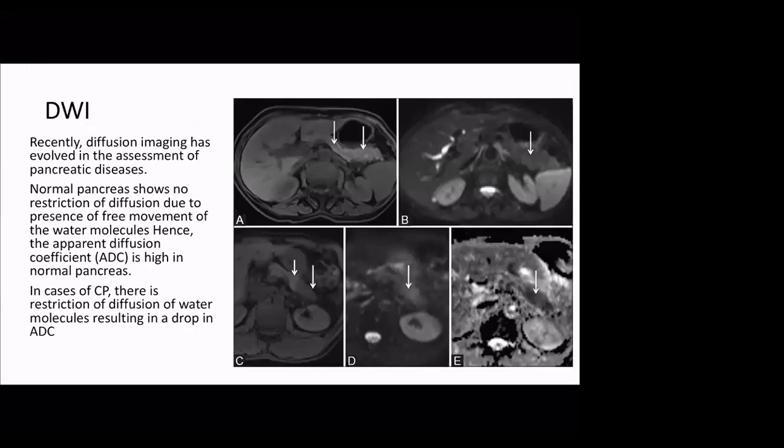نقدر نستخدم diffusion weighted imaging also in the diagnosis of chronic pancreatitis. Diffusion imaging has evolved in the assessment of pancreatic disease. Normal pancreas shows no restriction of diffusion due to the free movement of water molecules. Hence, the ADC is high in normal pancreas. While in cases of chronic pancreatitis, there is restriction of the diffusion of water molecules resulting in a drop in the ADC signal. مثل ما نشوف بالصورة هنا.